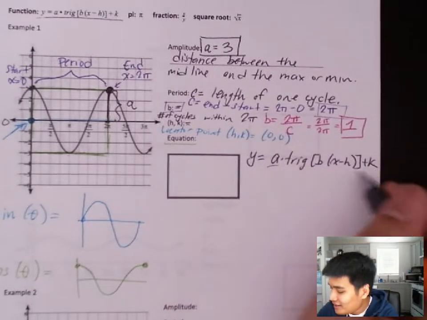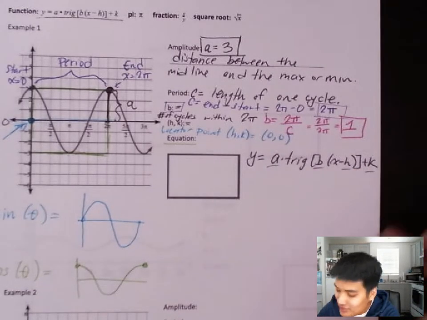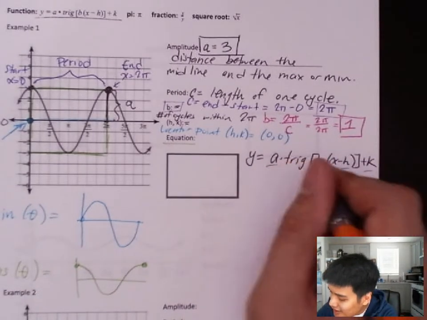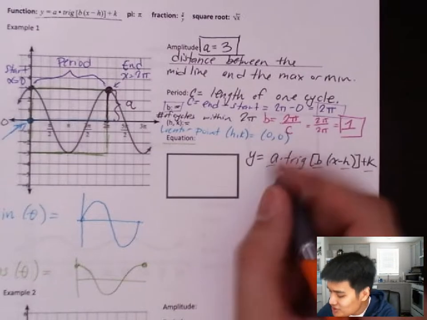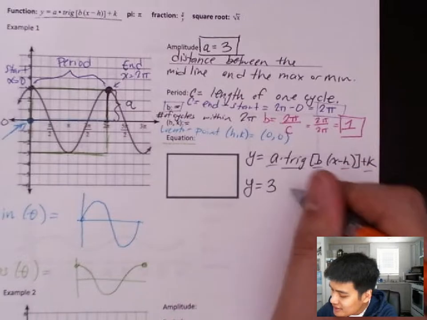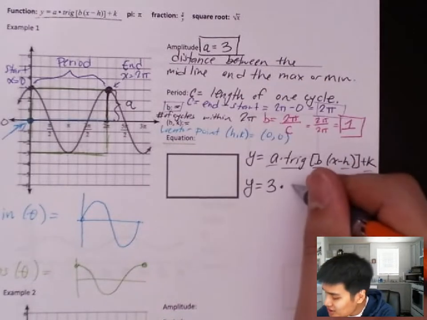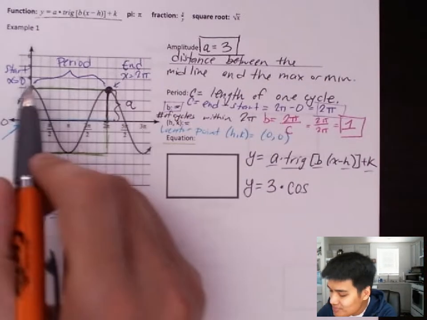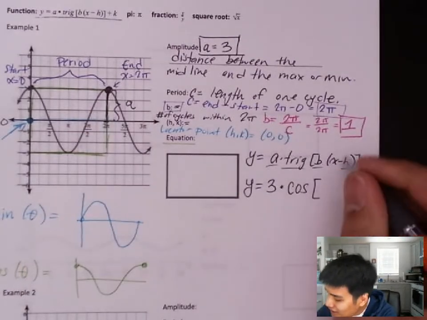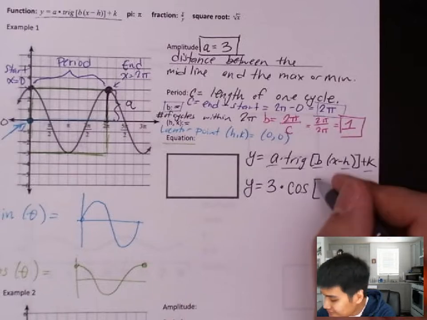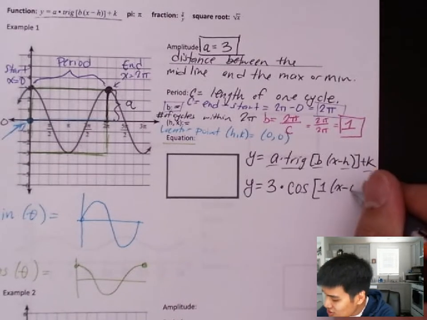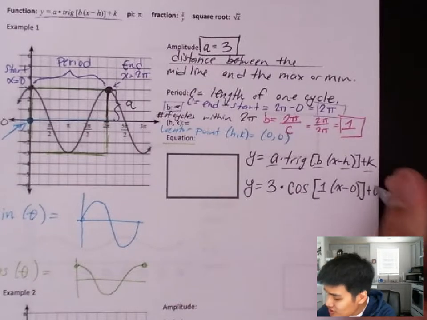And we have a, we have b, we have h, and we have k, so we just gotta plug it in. We also know what trig function we are using. So y is equal to 3 times cosine, because I start at the maximum, so I want to use a cosine. Our b value, we found out it was 1, x minus 0, which is h, plus 0.